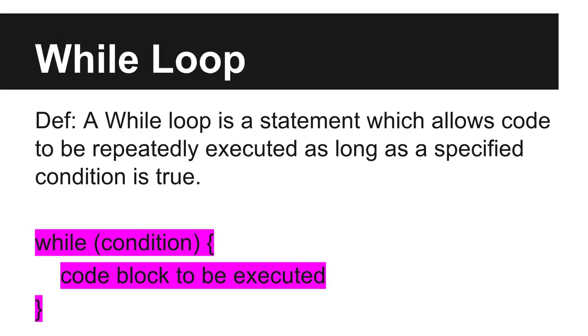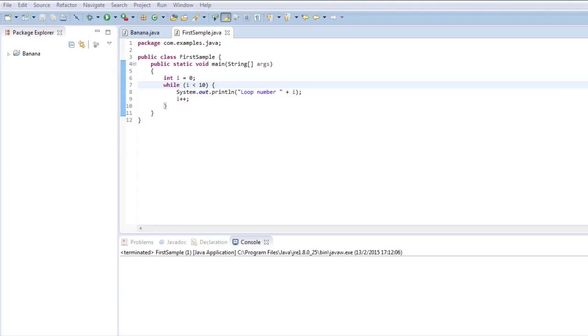You can see in pink its syntax. You write the while keyword, then parentheses, inside the parentheses the condition that must be true, and then you write the curly braces, and inside them the code you want to be repeatedly executed. And this is how the while loop looks like.